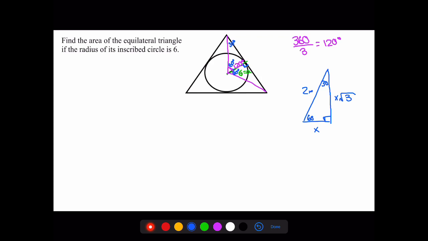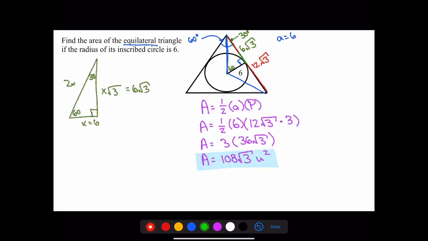Now, I know that the side opposite 30 is our apothem, 6. And what I'm trying to find here is the side length so I can find the perimeter, because I already have the apothem. So, if opposite 30 is 6, that means that our side length would be 6 radical 3. So this right here is 6 radical 3, just this side. Which means that the whole thing, as you can see, is 12 radical 3.